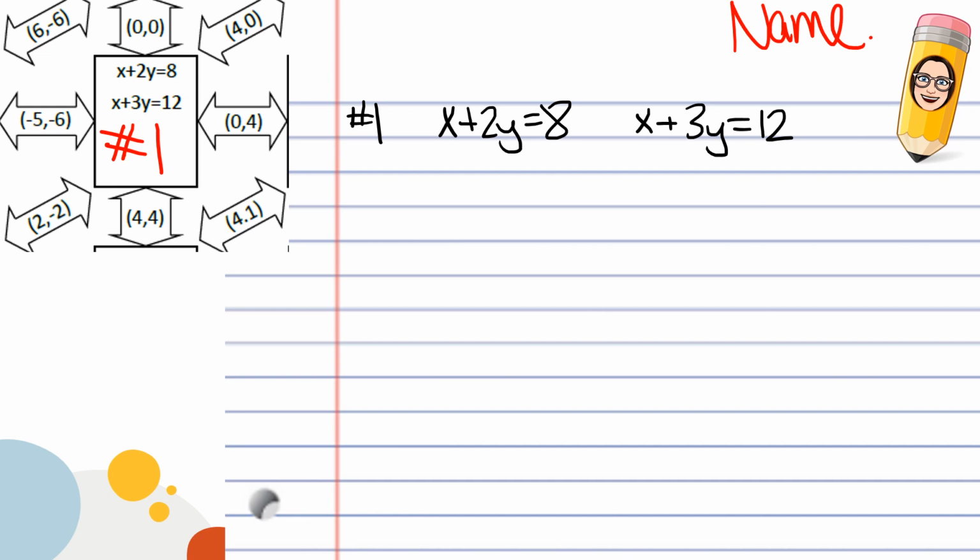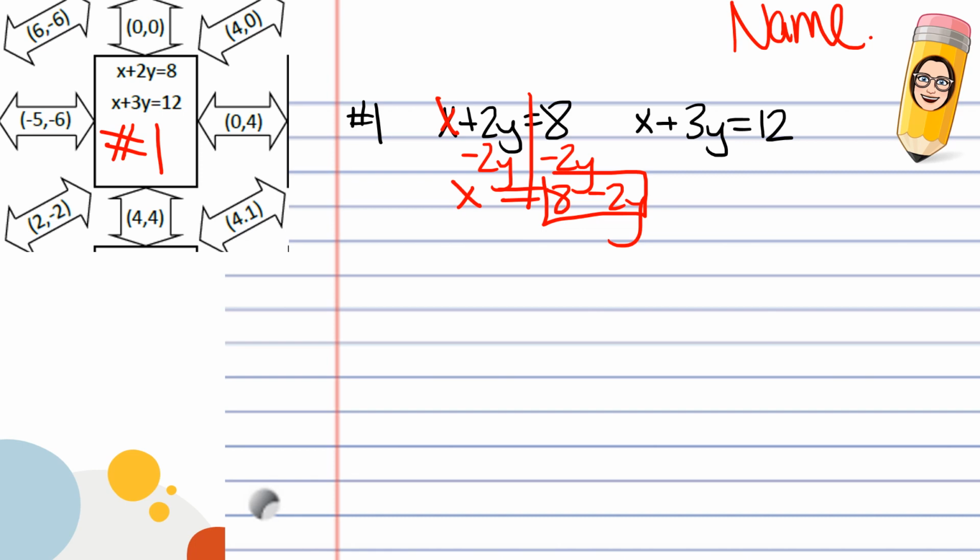So step 1, isolate a variable. You pick, there's x or y. I'm looking at the first equation because it's first, and I'm going to solve for x because it's really quick. If I want to get x by itself, all I have to do is subtract that 2y from the other side, and I have x equals 8 minus 2y.